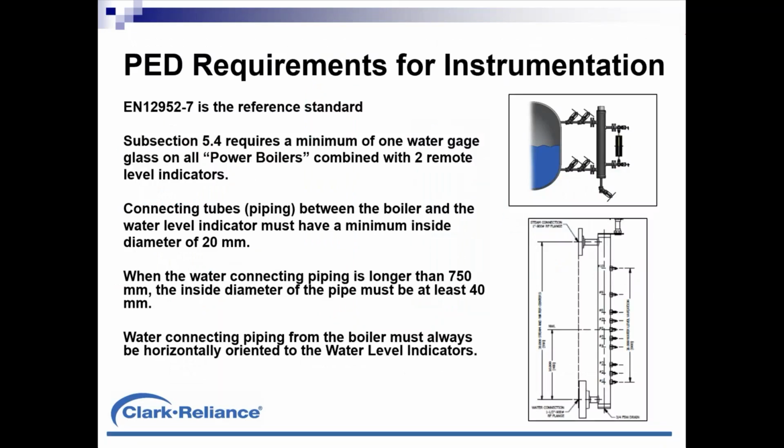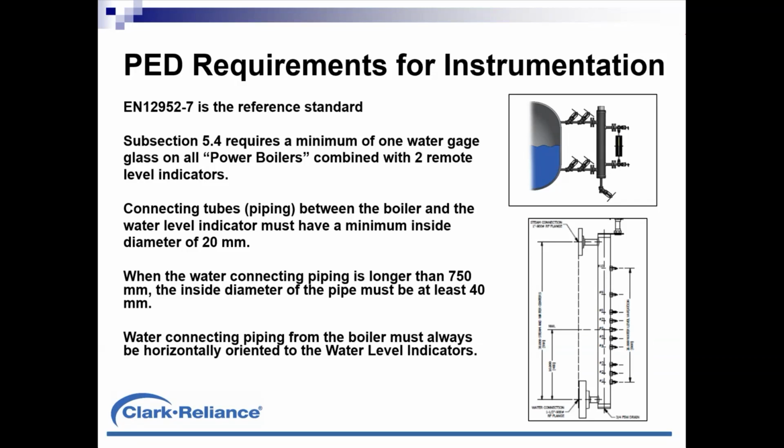So now when we talk more specifically about some of the requirements in the Pressure Equipment Directive out of Europe, the reference standard is the EN 12952-7. There's a couple areas in there that are of particular importance. One that very much mimics ASME requirements is the requirement for a water gauge glass combined with 2 level indicators. In a few moments, we'll discuss the details on ASME's requirements.